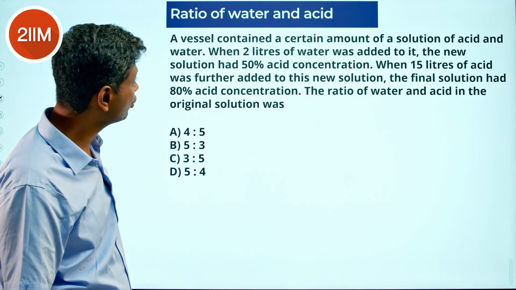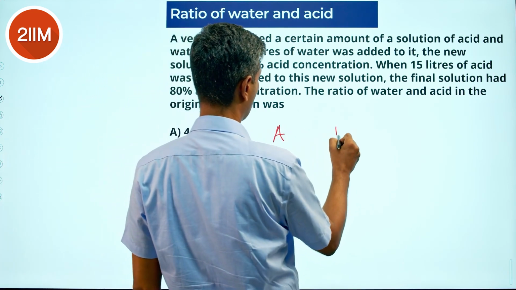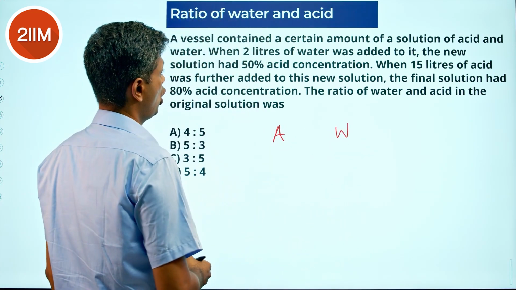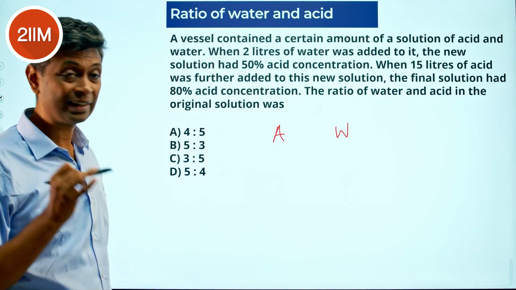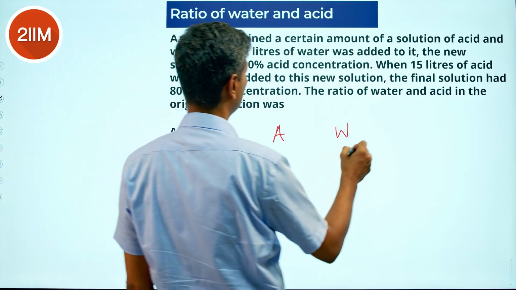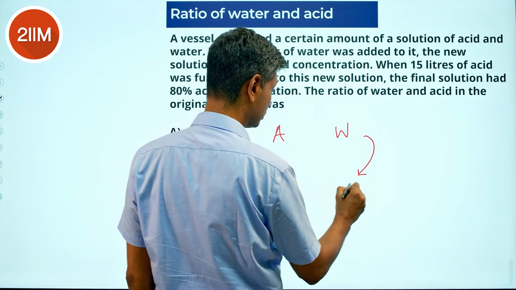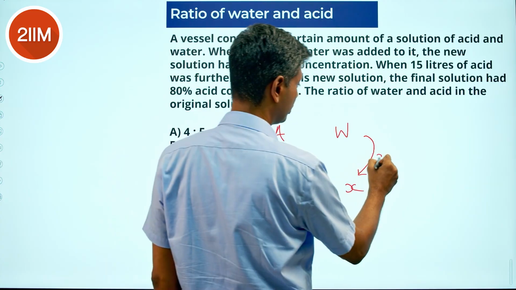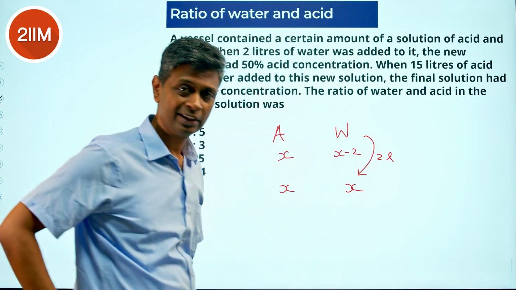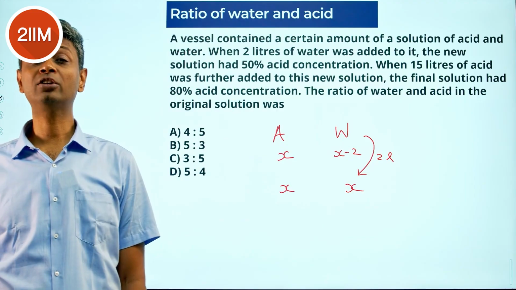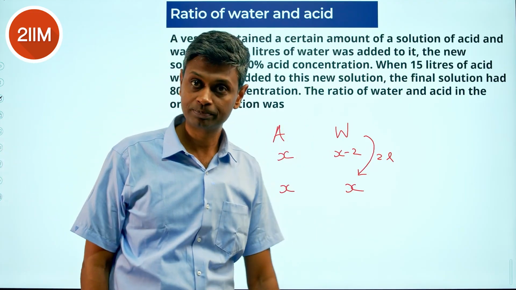Nice. A vessel contained a certain amount of a solution of acid and water. When 2 liters of water was added to it, the new solution had 50% acid concentration. So you add 2 liters of water. Then it has equal acid and water after you add 2 liters. Or initially it was x minus 2 and x. Initially there were 2 liters of acid more than water. You add 2 liters of water, it goes to equal.